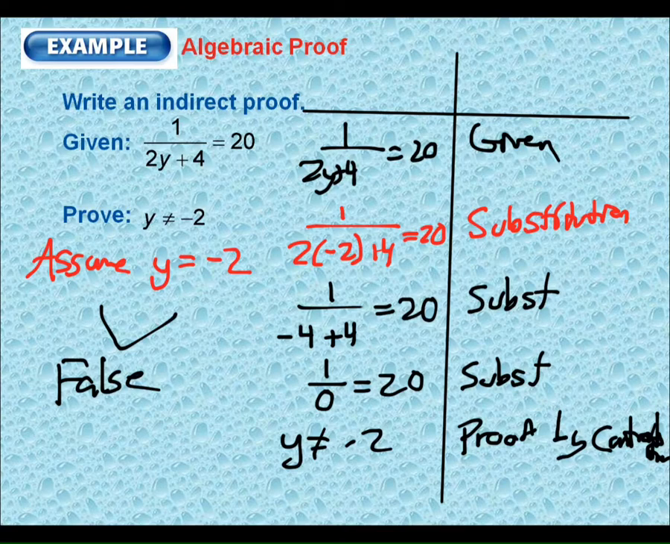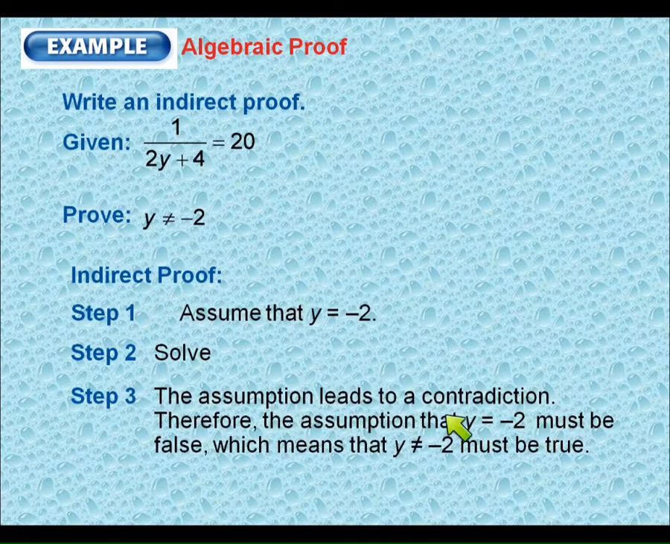Any questions with that? Does that kind of make sense? We assumed the opposite, we arrived at something that wasn't true, therefore since we assumed the opposite, the original must be true. What if we assume the opposite and it does come out true? You can't prove it by using indirect proof then. Therefore the assumption must be false, which means y does not equal negative 2.